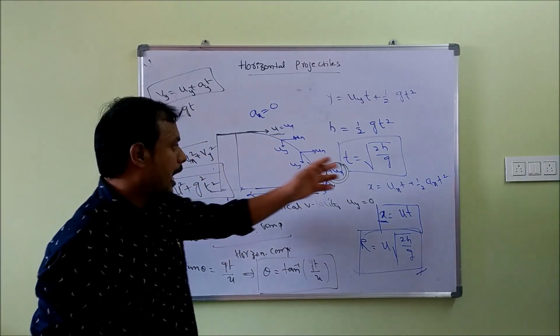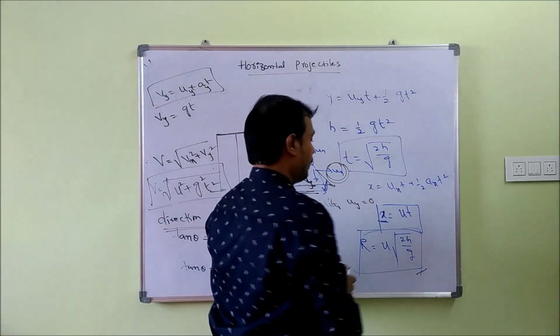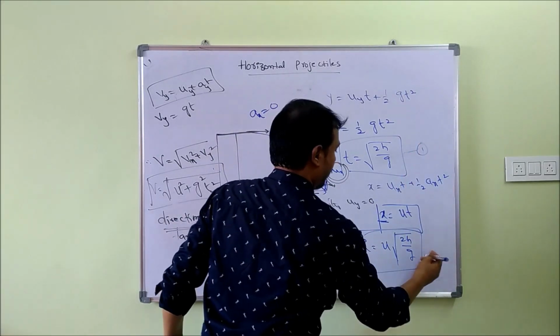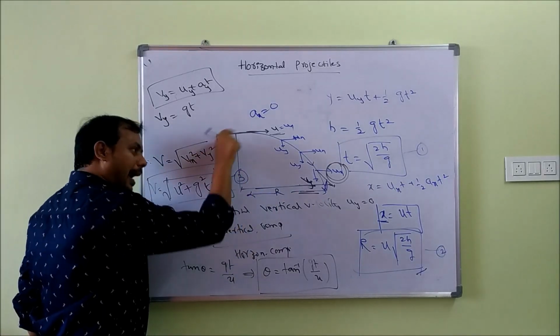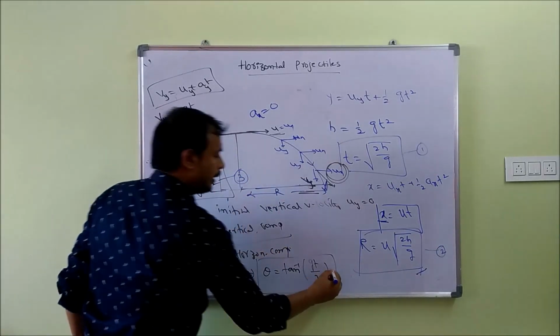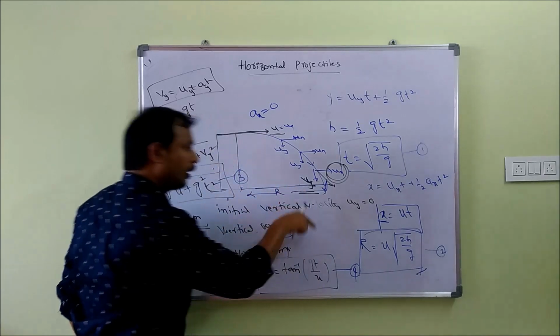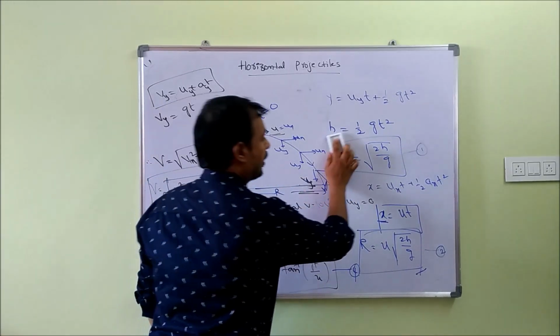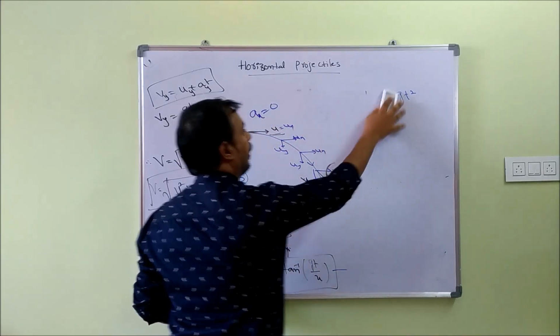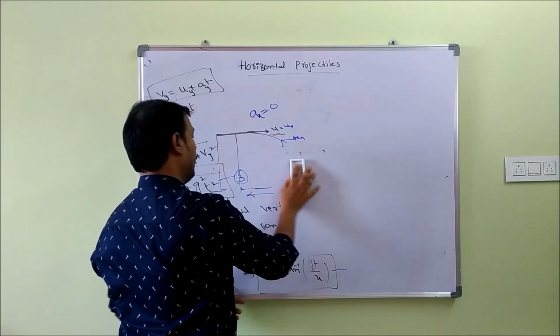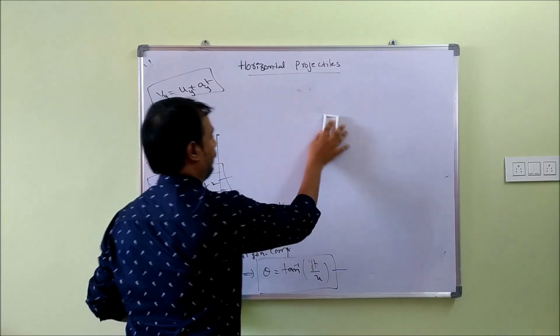Okay, so this is the time expression, this is the range expression, and this is the velocity when it impacts the ground, and this is the angle when it reaches the ground. So that's the time expression, range, final velocity, and angle when it reaches the ground.